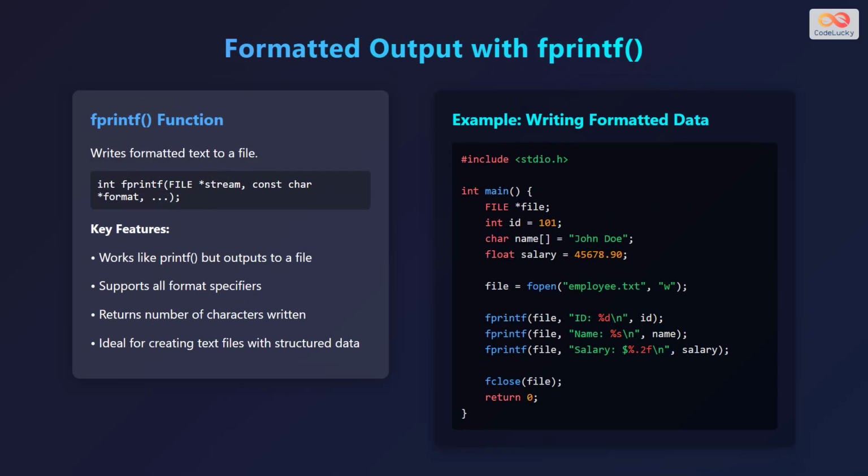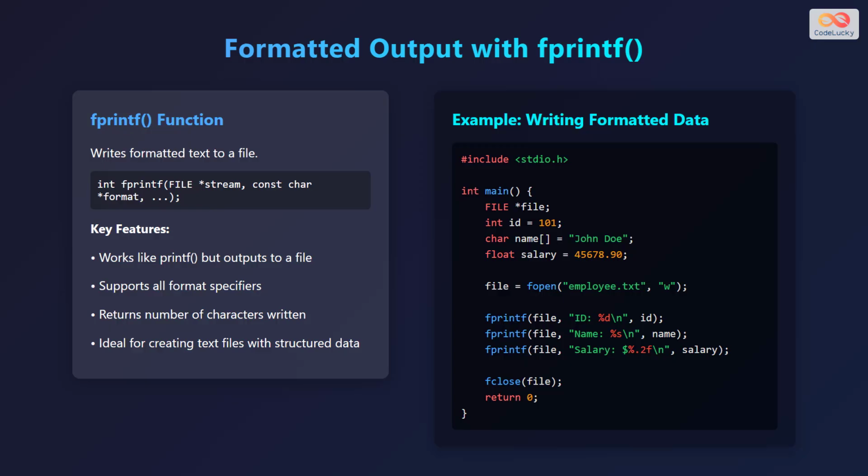Now let's learn about formatted output using the fprintf function in C. fprintf is used to write formatted text to a file. Here is the syntax: int fprintf(FILE *stream, const char *format, ...). Key features are: it works like printf but outputs to a file. It supports all format specifiers. It returns the number of characters written. It is ideal for creating text files with structured data.